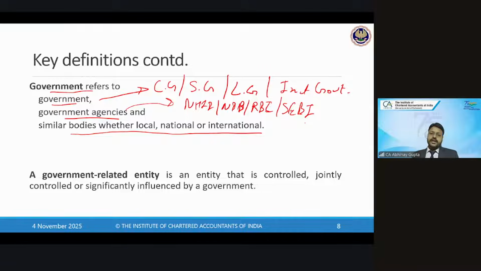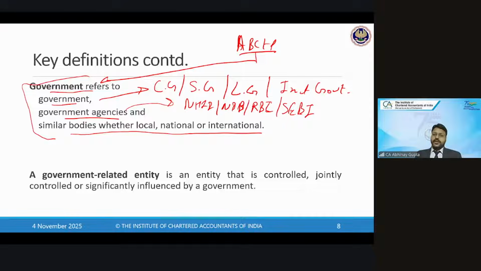So, government related entity. Now, there are two scenarios. Suppose ABC Limited is the company, and it is having a transaction with the government, for example the central government or the state government. Then I understand that because the transaction is directly with the government or a government agency, there might be the possibility of certain exemptions or disclosures.